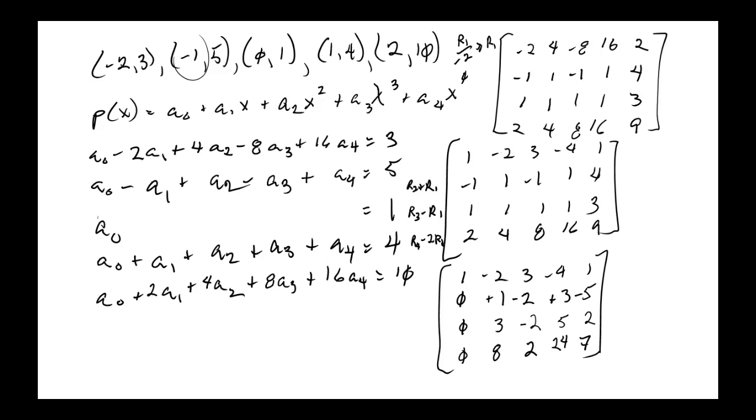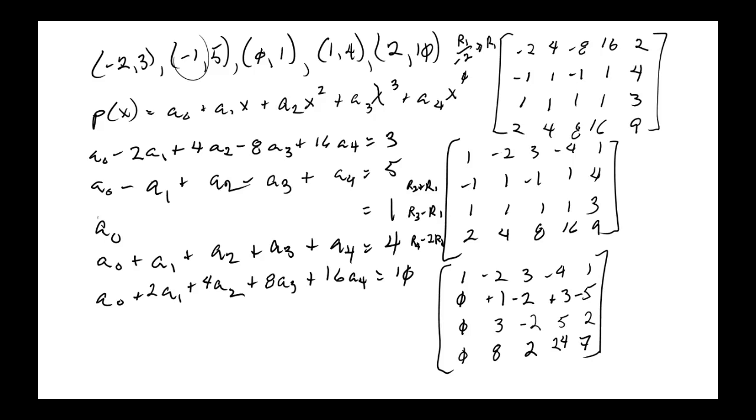Jump down to this one: 1, 1, 1, 1. 4 minus 1 is 3. Down here, 2, 4, 6, 8, 2, 2, 4, 8, 16, and then 10 minus 1 is 9. All right. Next thing we do, we wanted a 1 in the upper left.